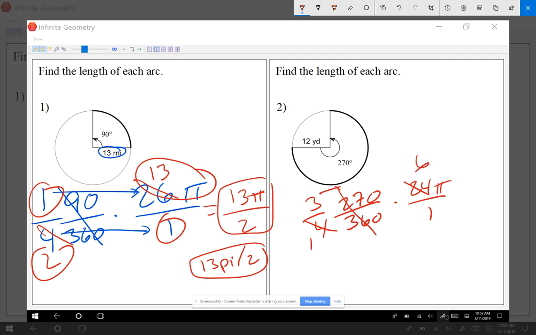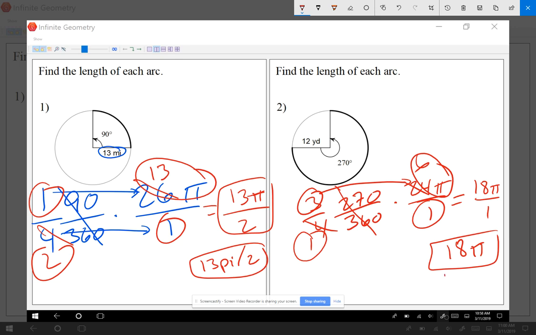So now on top, I have 3 times 6 pi, which is 18 pi. Right? I have 3 times 6 pi. At the bottom, I have 1 times 1, which is 1. Now, when I have a fraction and the bottom is 1, I'm just going to write this as 18 pi. Do not write it over 1 or the homework's going to mark it wrong.